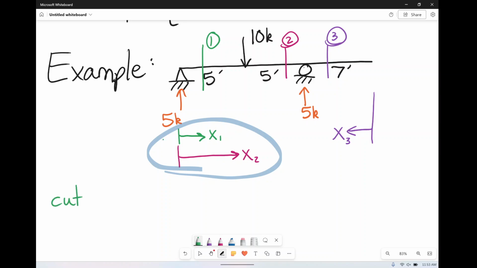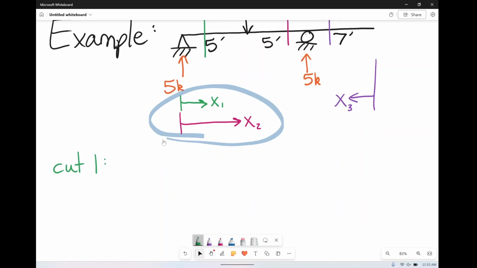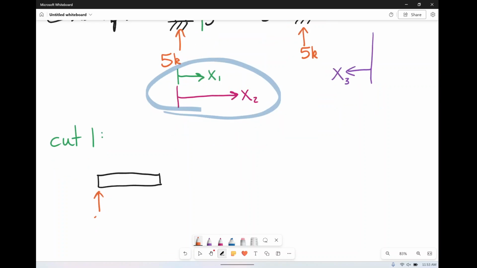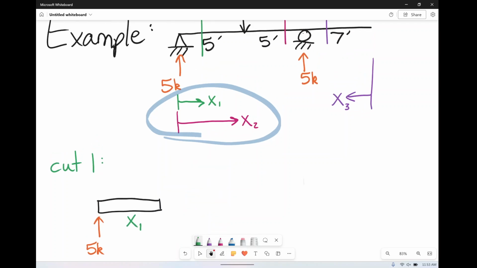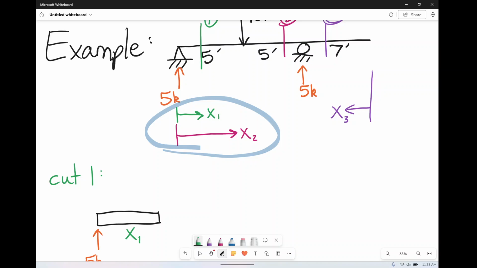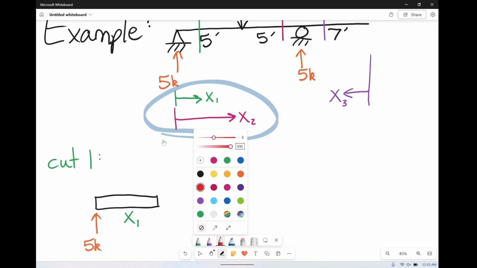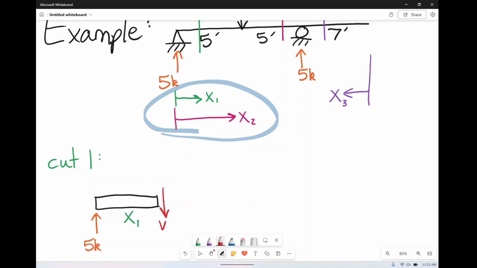So first up, we need to make cut number 1. We're going to draw a free body diagram of cut number 1. And at cut number 1, we have our 5 kip load, and that is going across a distance of x1. Now technically at these spots, we're going to have shears and moments, but we only actually care about the moment.